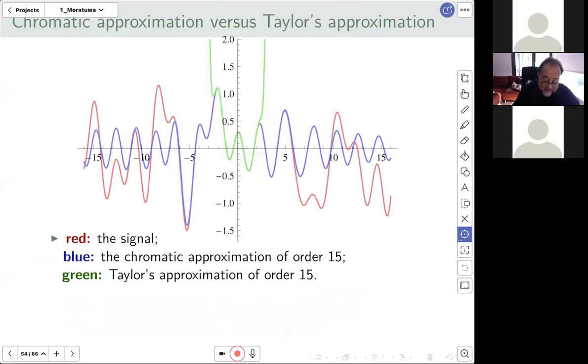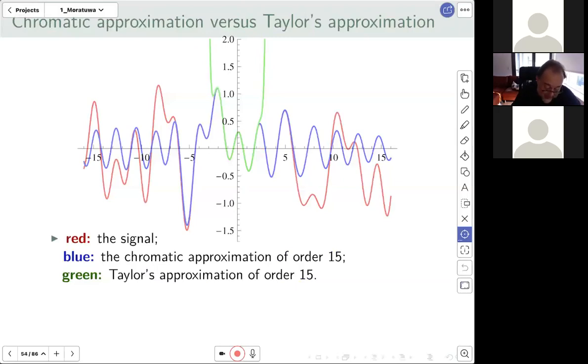And here is a plot. So red is a band limited signal of finite energy obtained using the Shannon formula with 1000 samples on the left and 1000 samples to the right. Green is the Taylor formula of order 15. So you can see, and that's the main reason why you cannot use it for interpolation, that as soon as you leave the neighborhood of the point of expansion, it explodes, because polynomials grow extremely fast.